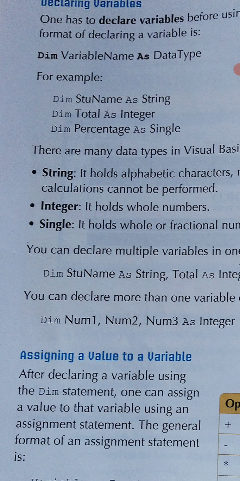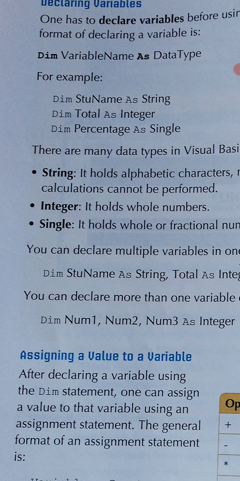Then the second one: Dim total as integer. Here the total is given as integer. Why is this total given as integer? Why is the variable declared like this? Because you have used a number here. Now the total may be any total, maybe the total marks that the student has obtained. That's why this total is considered as integer.